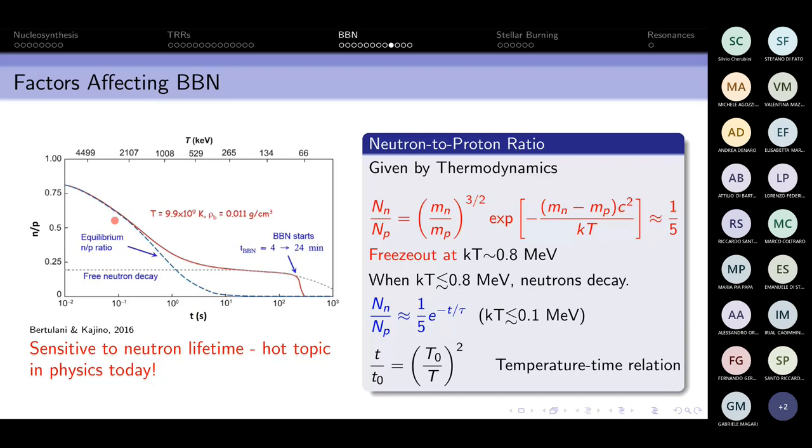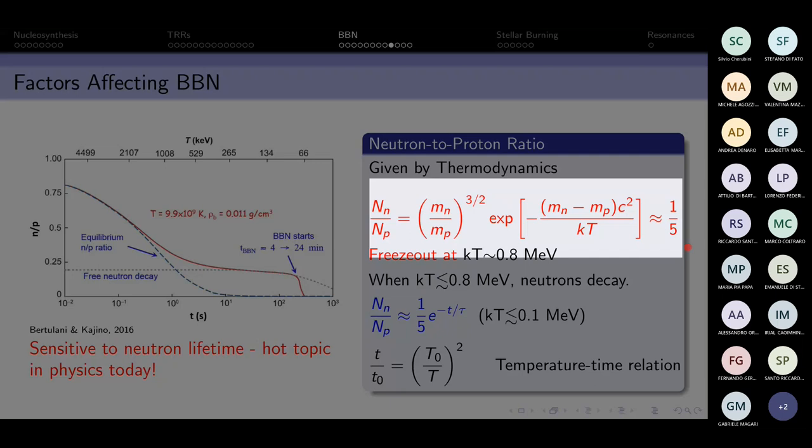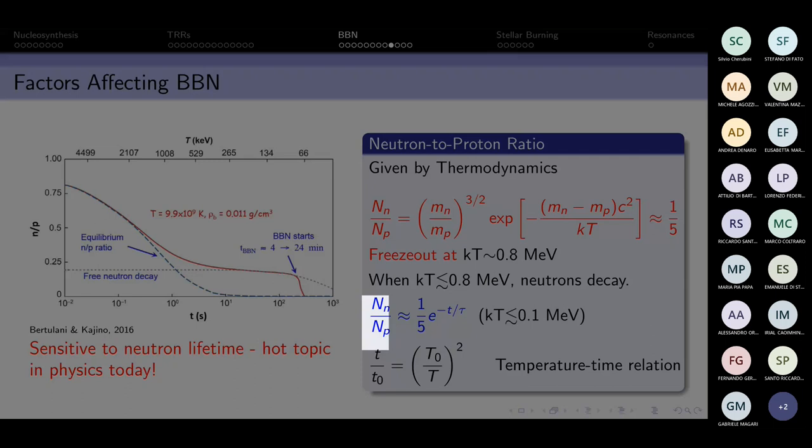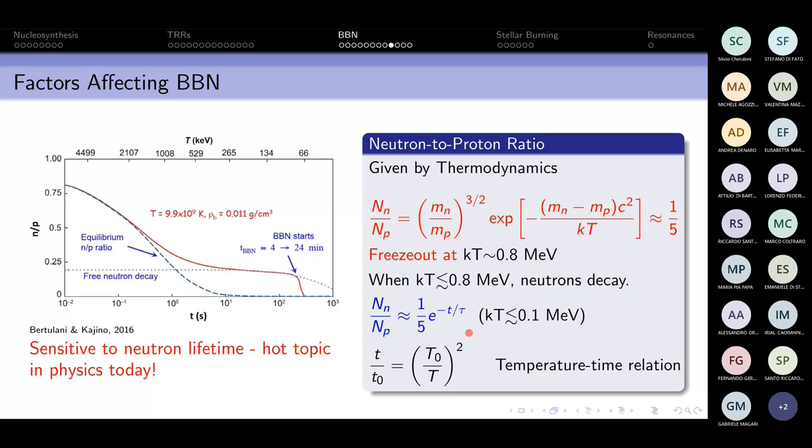Now this blue line, this is kind of backwards here. I should have matched the colors better. This blue line corresponds to this right here. As the temperature is dropping, these reactions are going back and forth. And this would be the equilibrium neutron to proton ratio. That's this value here. That reaction is going to freeze out, and then this reaction is going to take over. The neutrons are going to start to decay. So this reaction takes over. And then at some point, Big Bang nucleosynthesis starts.